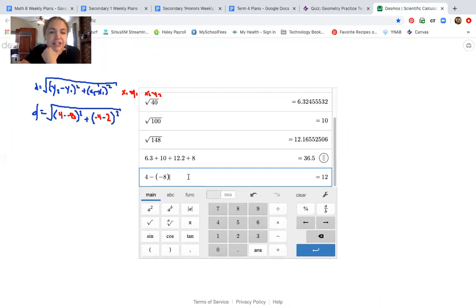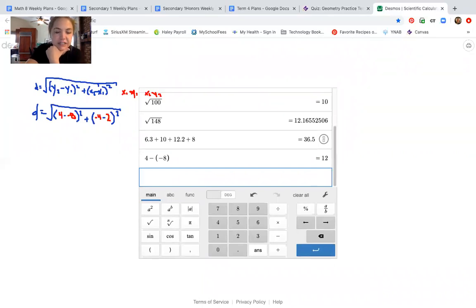And I just use the subtraction sign for a negative there. So 4 minus a -8 is 12. I wonder if you were to just type in 4 minus a -8. Oh yeah, it still gives you 12. So apparently the parentheses were not necessary.